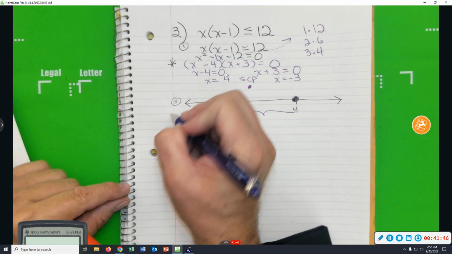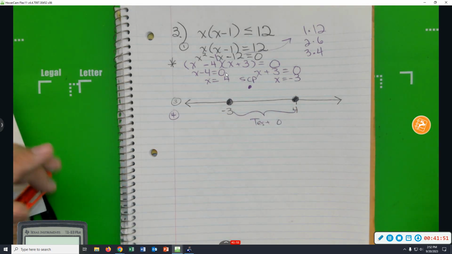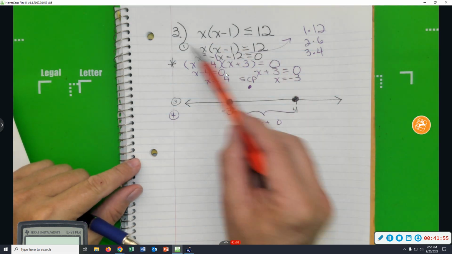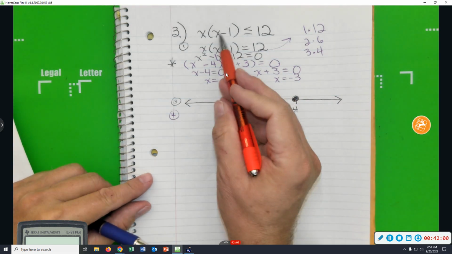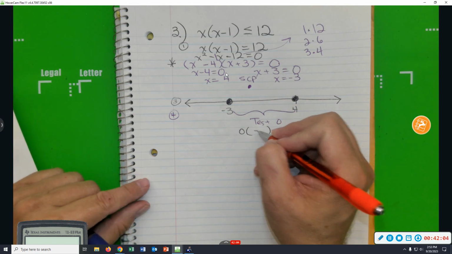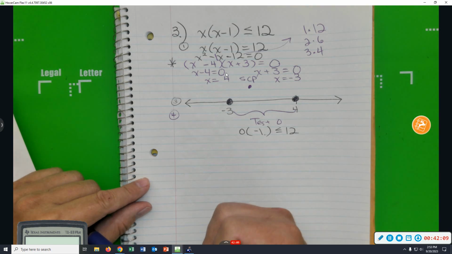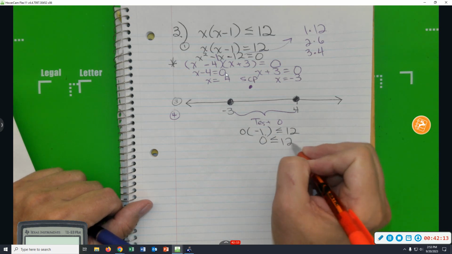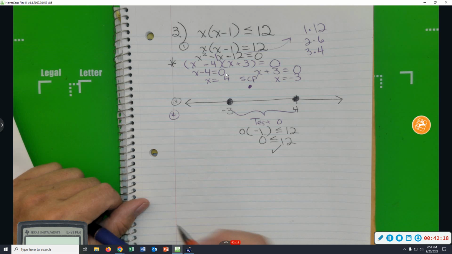So this is step number 4. We're going to test 0. We're testing it here. The original problem will have a 0 times 0 minus 1 is, well, it's -1, but 0 times -1 is 0. 0 is less than 12. True or false? True. So what are we going to do? Shade.